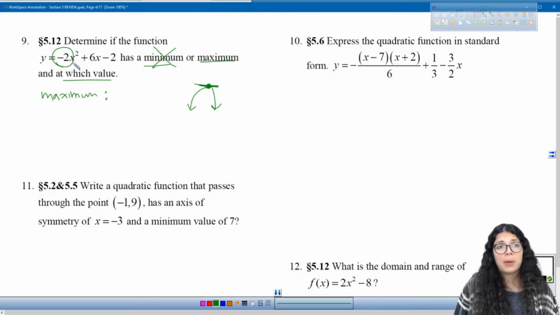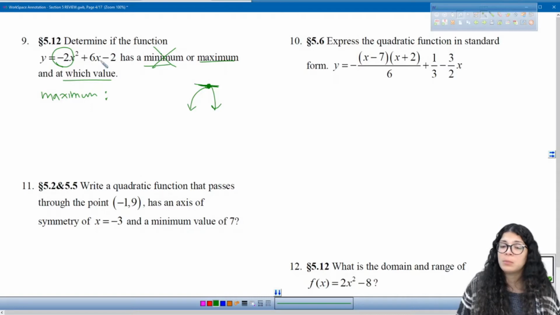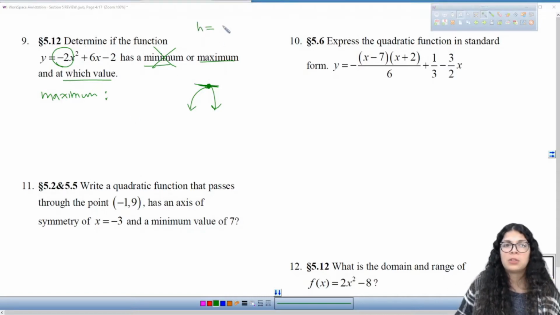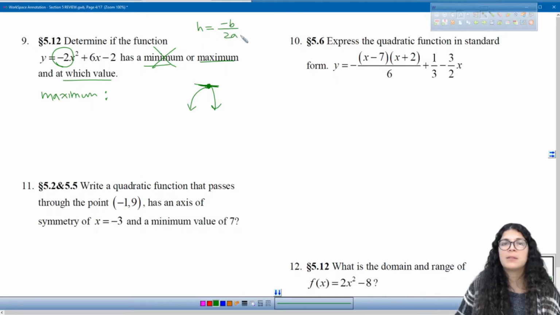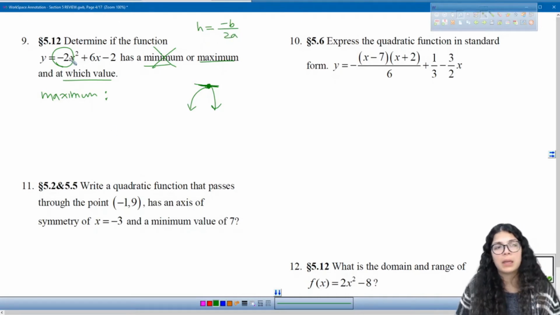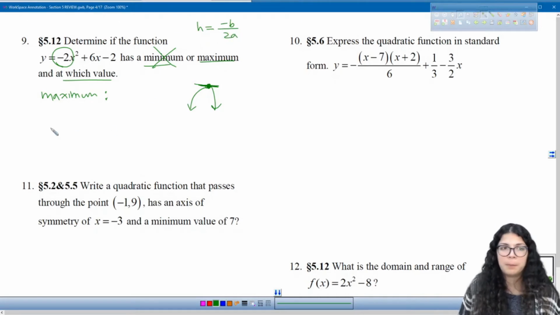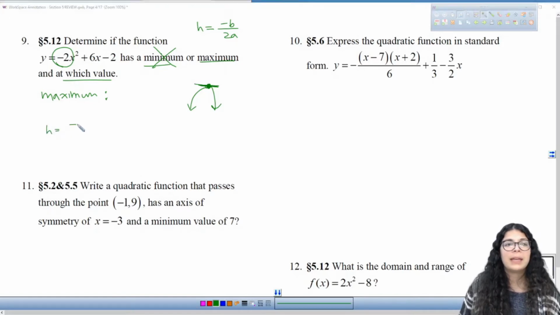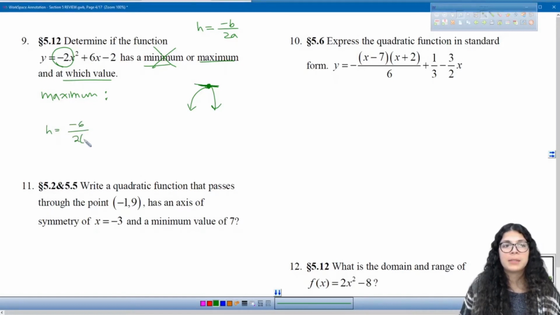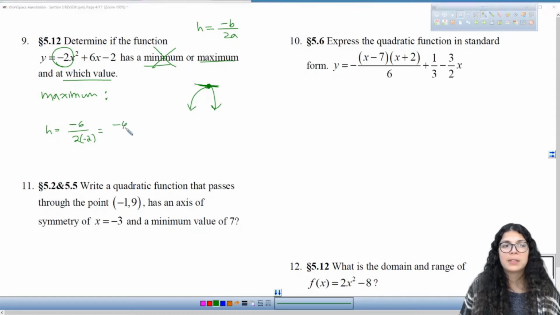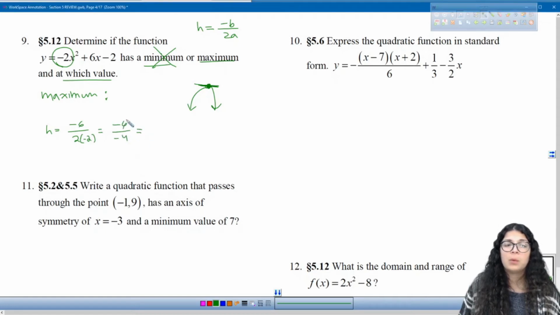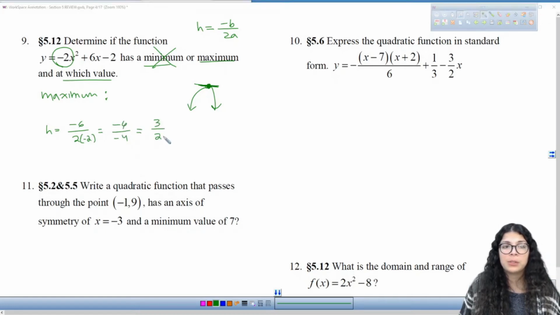I could do this multiple ways. I could either get the vertex form so I could see the vertex, or I could use the formula h equals negative b over 2a to find the x value of the vertex and then plug it in to find the y value. That's what I'm going to do. So negative b over 2 times the a value will be negative 6 divided by negative 4, which if we simplify would be 3 over 2.